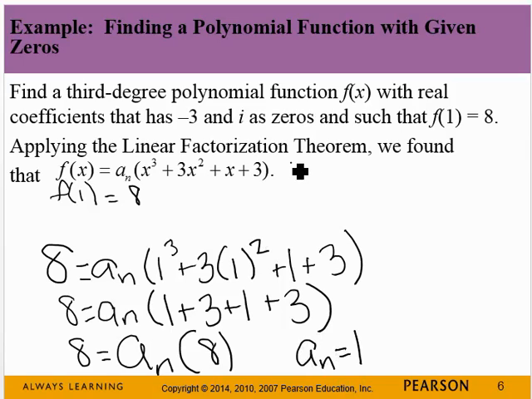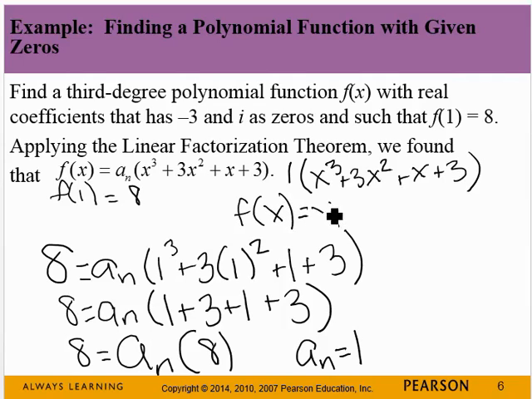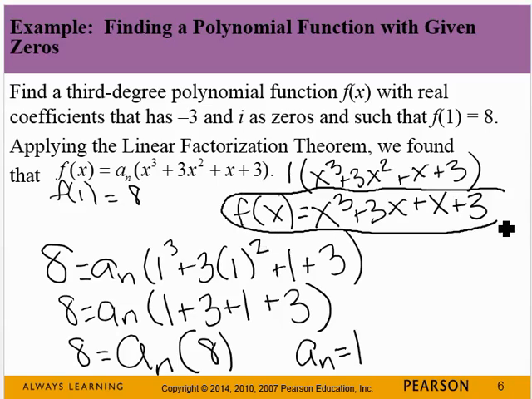That means you have 1 times x cubed plus 3x squared plus x plus 3. Which means your f of x equals x cubed plus 3x squared plus x plus 3. And that would be your final answer there.